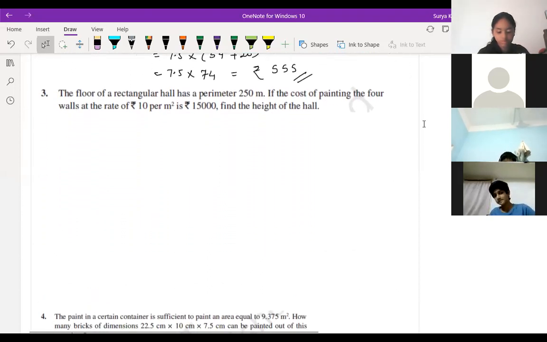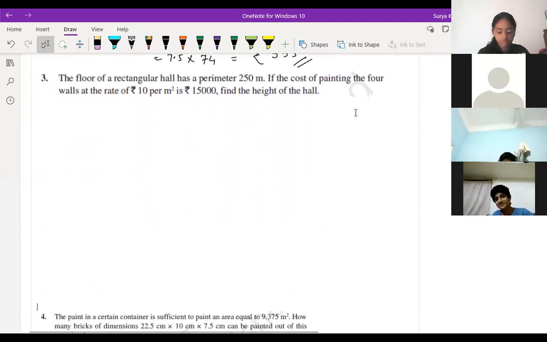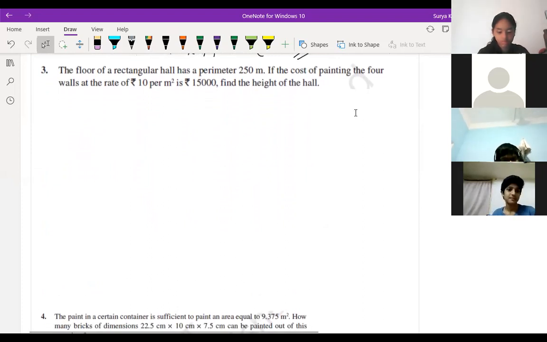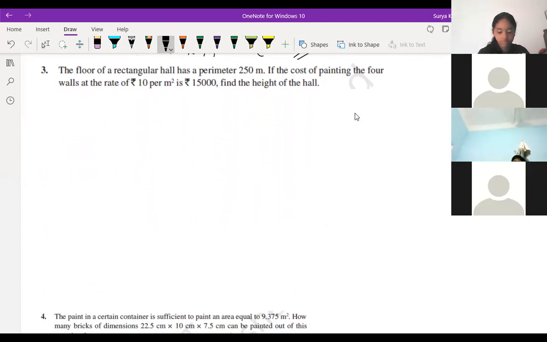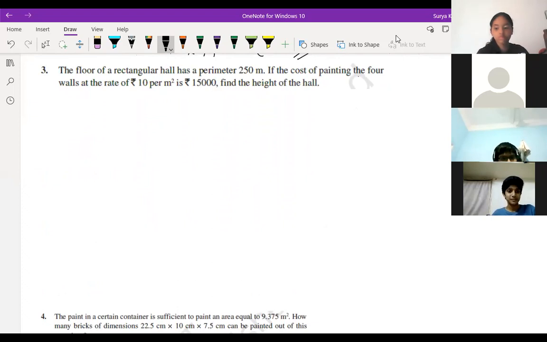The floor of a rectangular hall has perimeter 250 meters. Okay, so what is given, children? What is given in the question that you write first? So here they are saying the floor of a rectangular hall has perimeter. The perimeter formula, what is the perimeter formula, Pulastya?